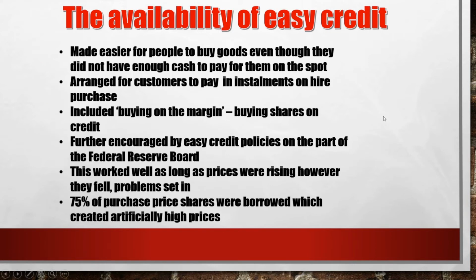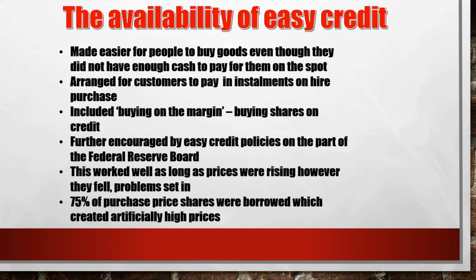So easy credit. Growth of credit made it easier to buy goods, even though they did not have enough cash to pay for them on the spot. It arranged for customers to pay in instalments on hire purchase. This included buying on the margin, which we've already discussed. Buying shares on credit, always a bad idea. Further encouraged by easy credit policies on the part of the Federal Reserve Board. So there were no regulations in place saying that this person has failed to pay credit before, so they can't have credit this time. There was nothing like that. If you wanted credit, you could have it regardless of your history.